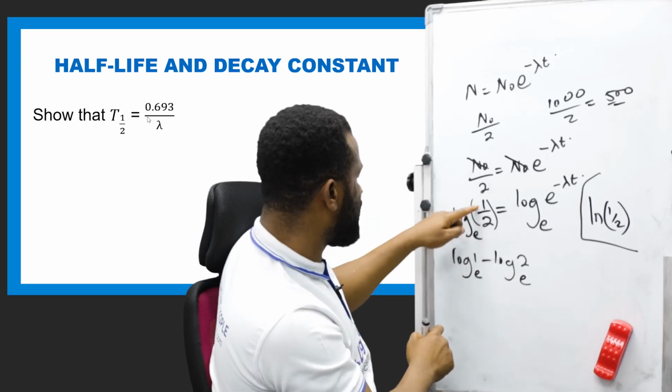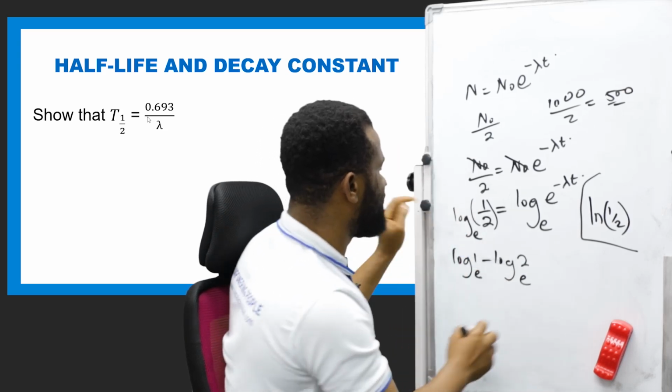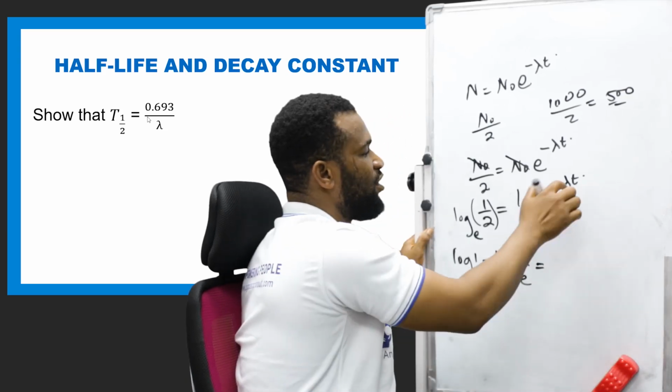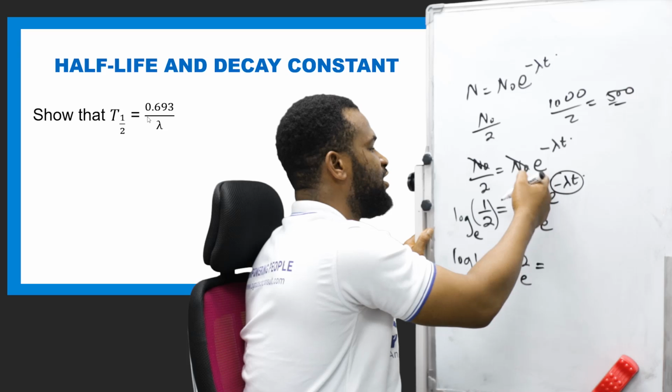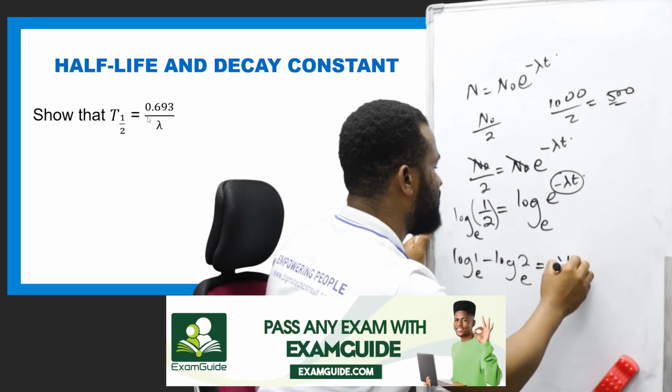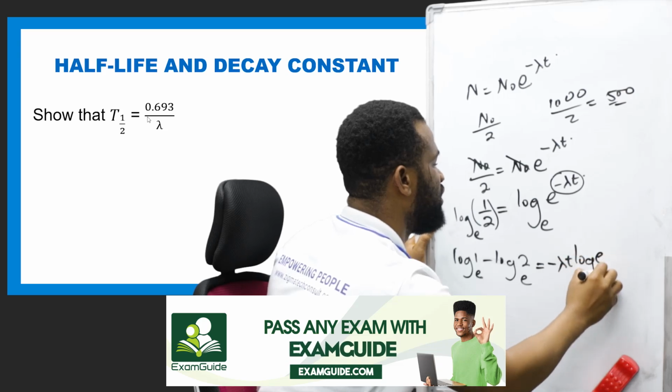Remember, the division is the reason why I'm putting this, and this is going to be equal to, remember also, when you have a logarithm, what happens to the power? The power will come down and multiply the logarithm. I'm having negative lambda t log e base e.